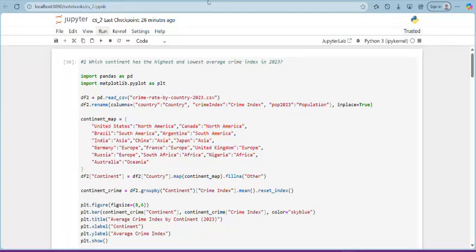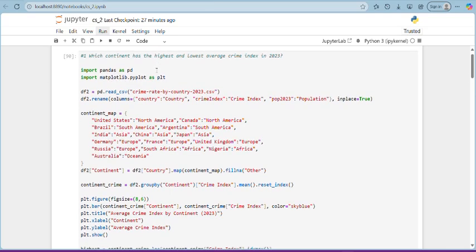I am Neha. Today I will explain my analysis on crime and safety data using Python. I worked with two data sets, one at country level with crime index and population, another at city level with crime and safety indices. Using Python I wrote some code. Now I'll walk through the code and visualizations and explain what the results mean.